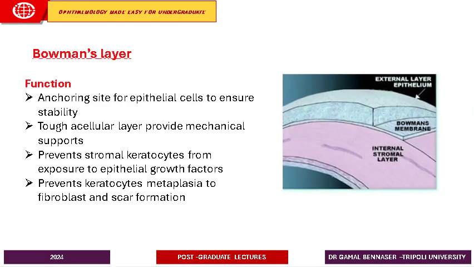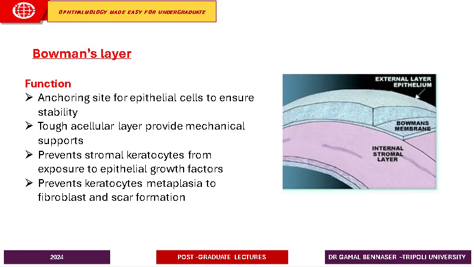Also, the Bowman's layer has another important function, which is to act as an anchoring substance that anchors the epithelium to the underlying stroma, so that it maintains the stability. Also, as I said, it is an acellular and tough structure, so it provides mechanical support to the cornea. And another thing is that it prevents the stromal keratocytes from being exposed to the epithelial growth factors.